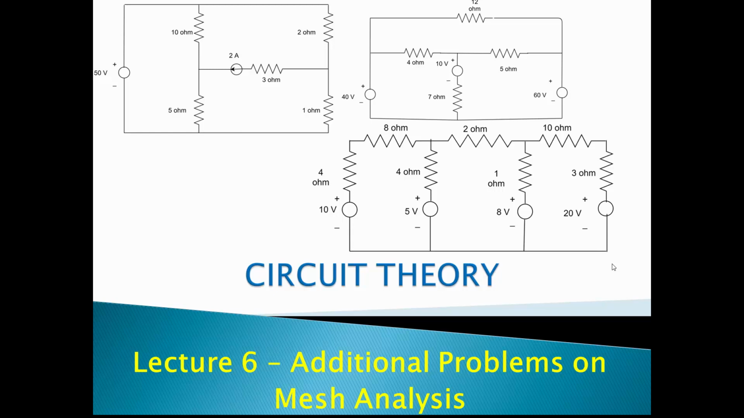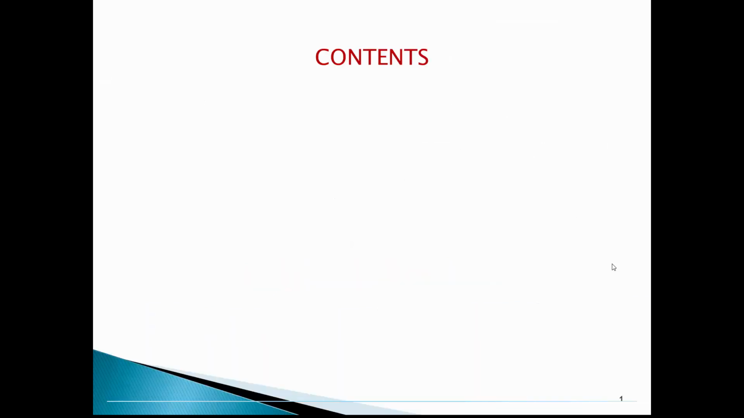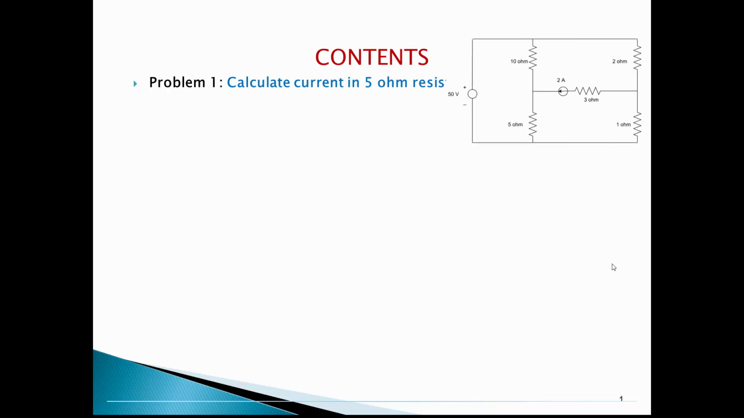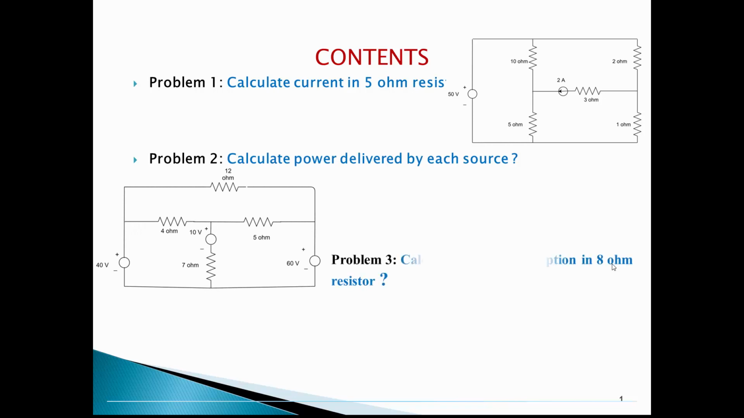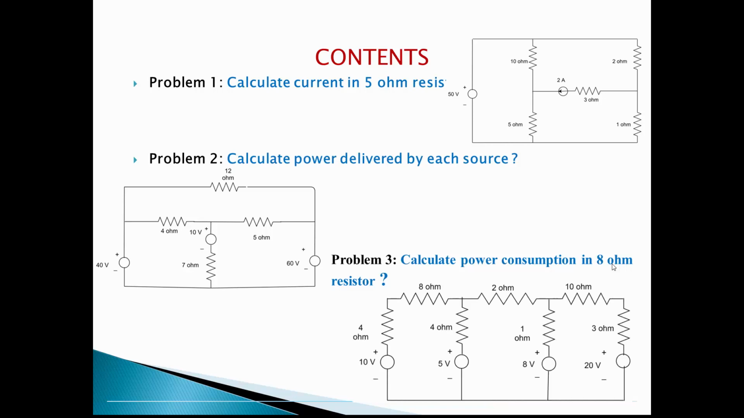In this lecture, let us discuss some additional problems on mesh analysis. Problem number 1, calculate the current in the 5 ohm resistor of this circuit. Problem number 2, calculate the power delivered by each source for the second circuit. In problem number 3, calculate the power consumption in the 8 ohm resistor of the following circuits. These are the three problems I am going to cover in this lecture.